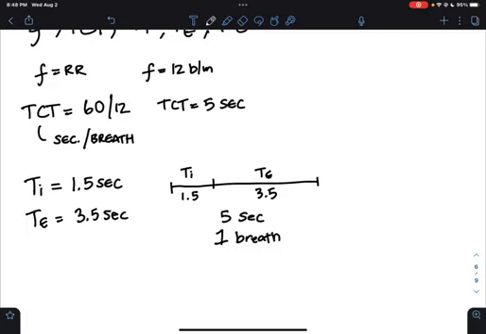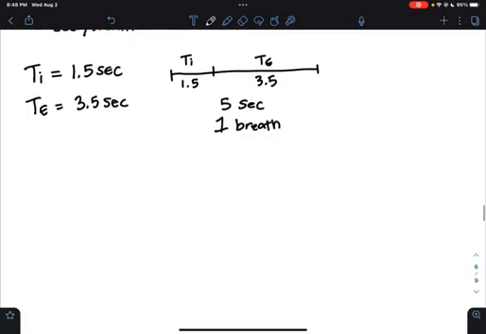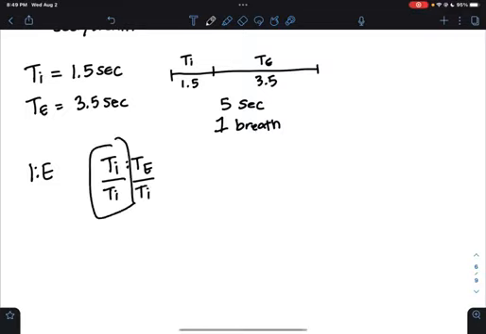Pretty easy. How do you get the IE ratio? Remember, you write your I time to E time, and then you divide by I time on both sides so that this part equals 1.